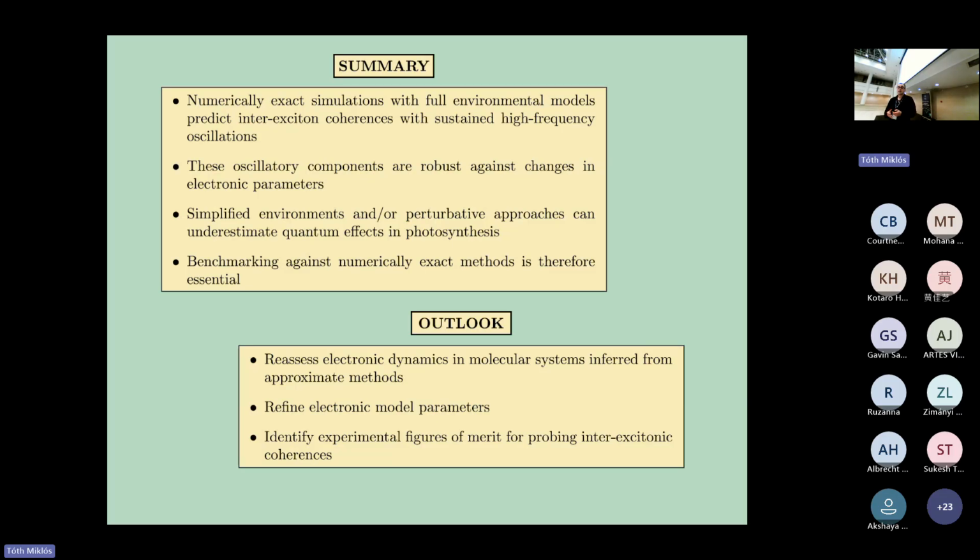And this also suggests the importance of benchmarking approximate methods that can tackle way bigger systems with numerically exact tools, to understand whether these approximate methods can indeed provide valid results. So hopefully they can then be used to characterize even bigger systems.